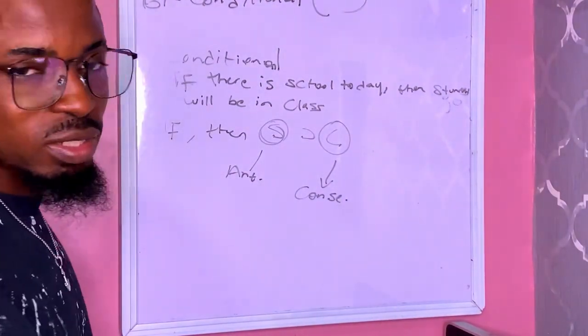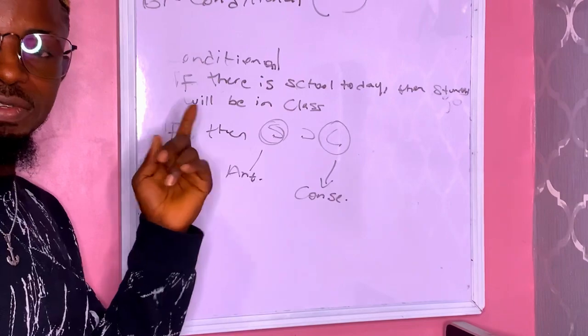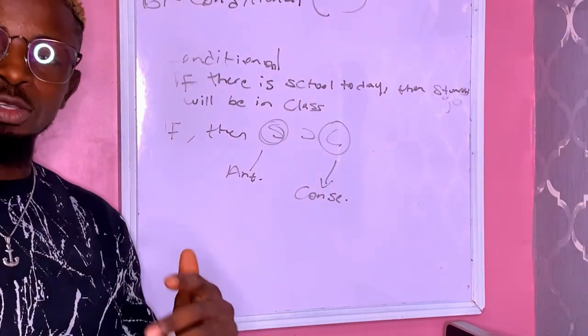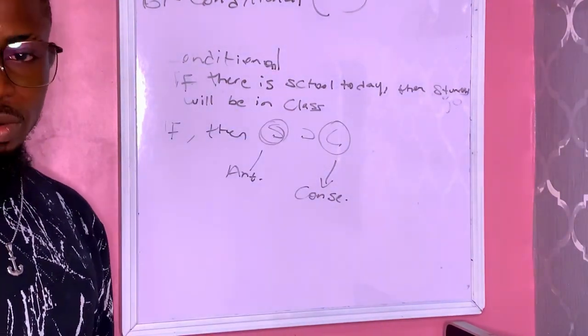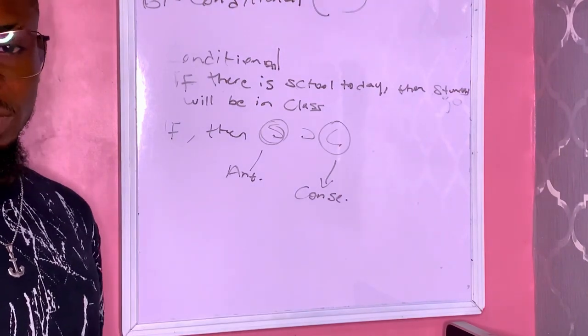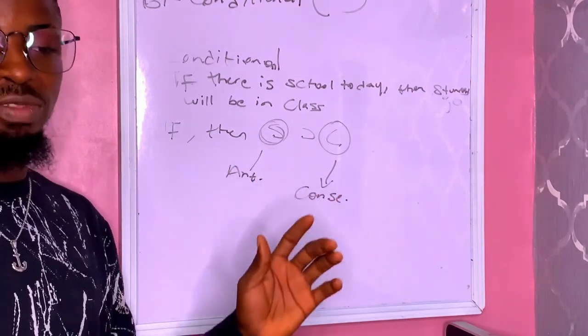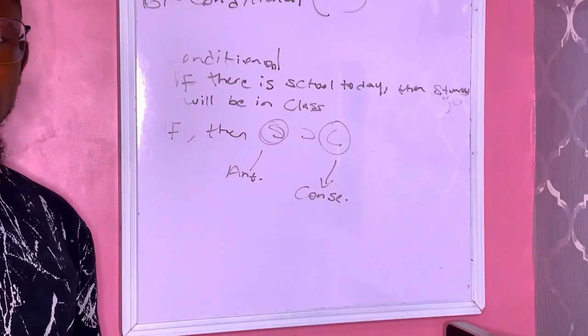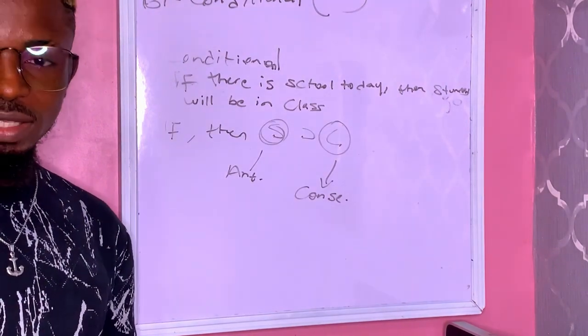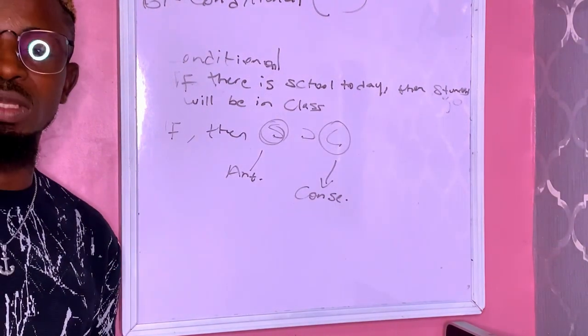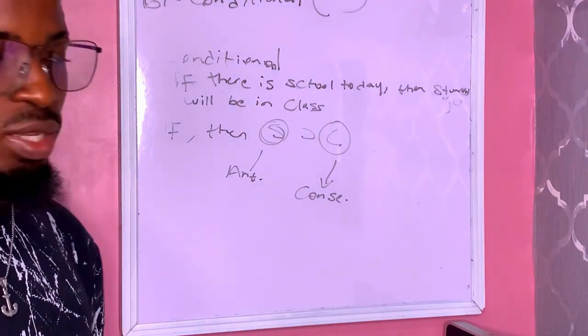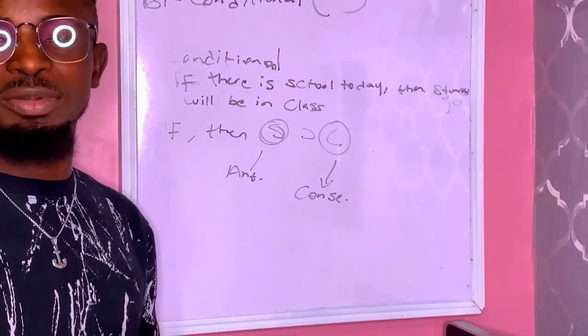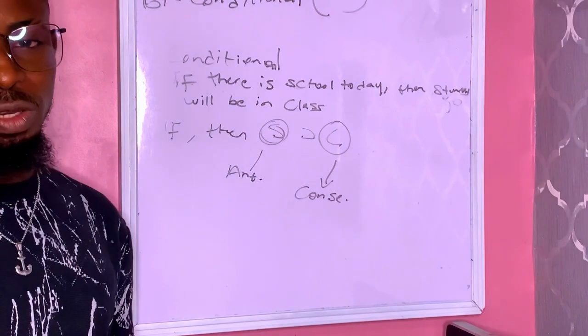So any word that is coming immediately after if is our antecedent. Then the word that is coming immediately after then is our consequent. Irrespective of the placement of the statement, any word that is coming immediately after if is our antecedent, and any word that is coming immediately after then is our consequent. And when you are symbolizing, you symbolize the antecedent first before the consequent.